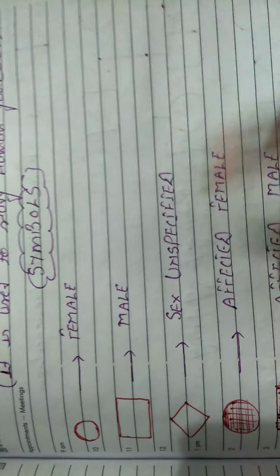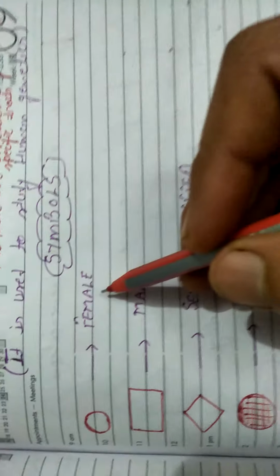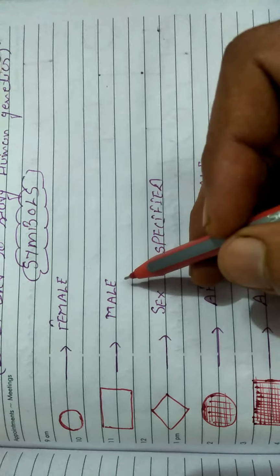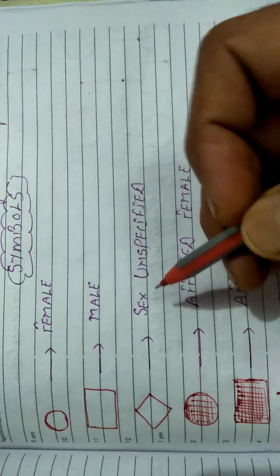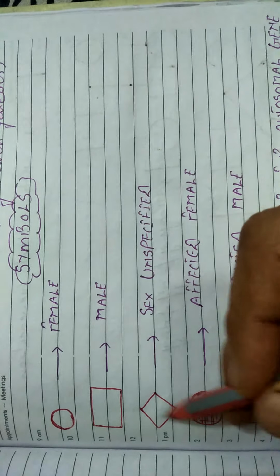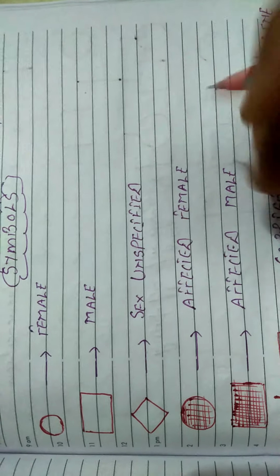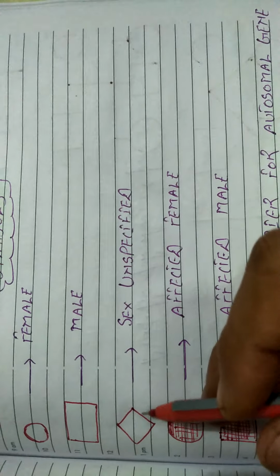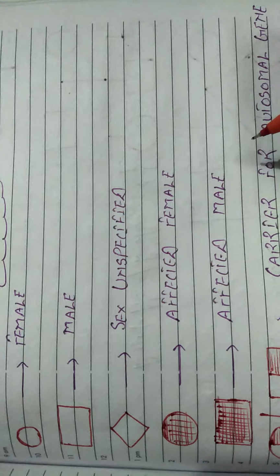First symbol. This whole circle denotes female and this rectangular shape is related to the male. This diamond shape is related to sex unspecified. It means either it is male or female, not mentioned.